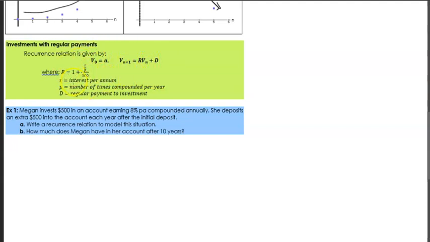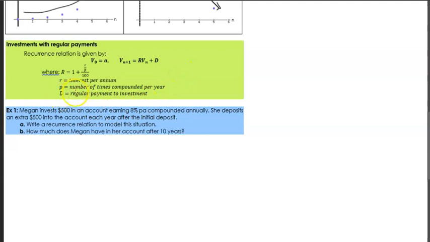Capital R is your common ratio, and this can be found if we know what our rate is and we know the amount of payments that is made within the year. If the common ratio has just been given to you, we don't have to use this. And we've got to remember that small r is interest per annum. The P is the number of times compounded per year. This could change depending on whether it's quarterly, fortnightly, monthly, or daily.